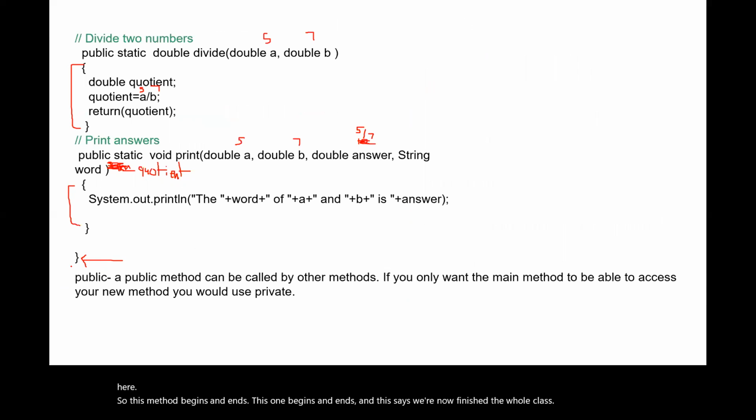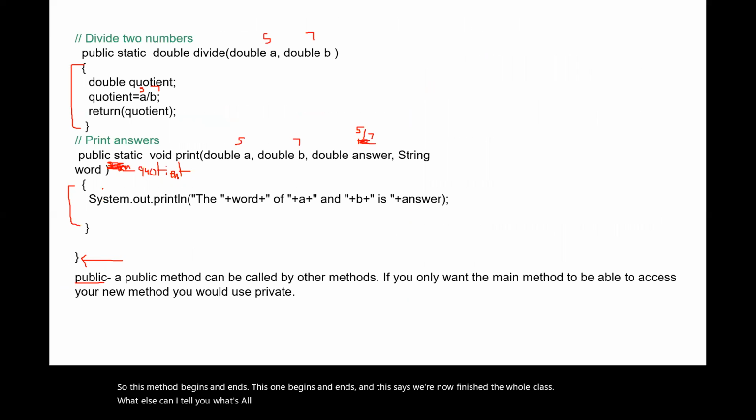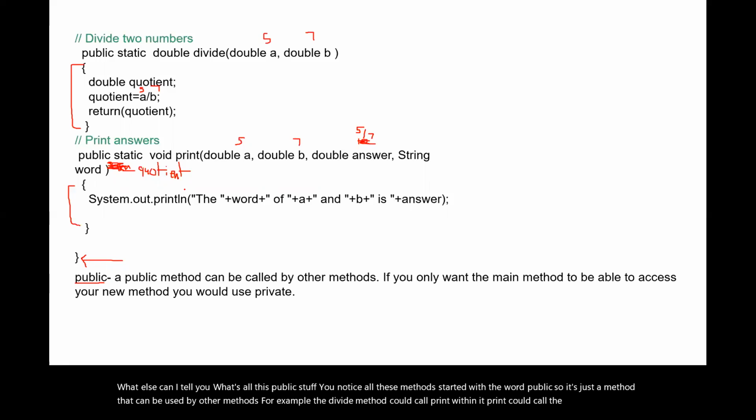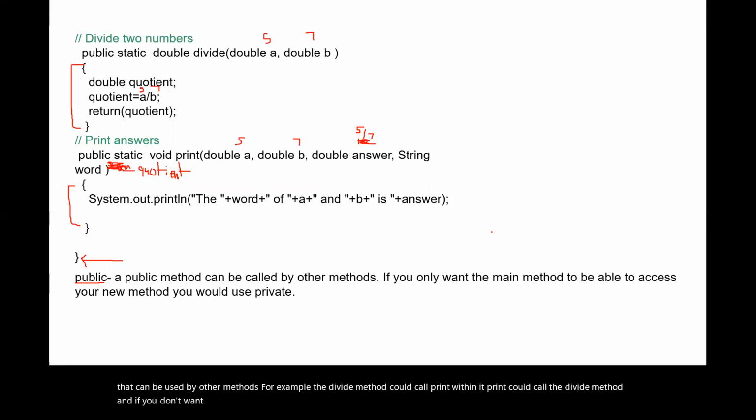What else can I tell you? What's all this public stuff? You'll notice all these methods started with the word public. So it's just a method that can be used by other methods. For example, the divide method could call print within it. Print could call the divide method. And if you don't want that to happen, you only want the main method to access things, then you use the word private instead of public.